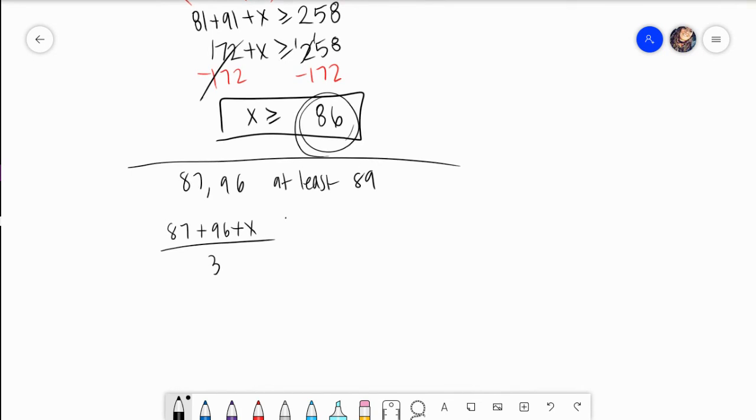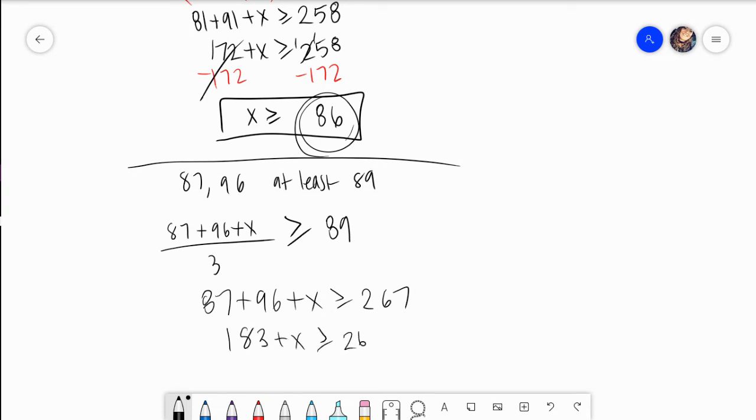His test score needs to be at least 86. So this is saying that it can be over 86 and it also can be equal to 86. In this particular problem, we're doing 89. What I ended up getting here, I'm just going to go ahead and show y'all this. You get 87 plus 96 plus x. That's 267. I get 183 plus x greater than or equal to 267.